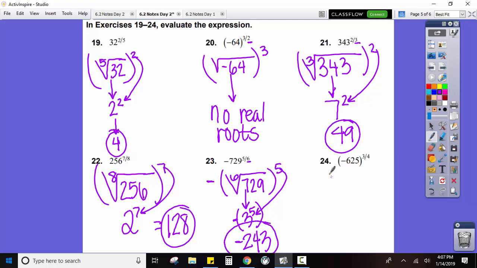Last one, the 4th root of negative 625 all to the 3rd power. Okay, now, finding the 4th root, that's an even amount of multiplication. Okay, you cannot have a number times a number times a number times a number be a negative. It's an even number that you're multiplying. It will always turn out positive. So in this case, this is not possible. So you say no real roots.